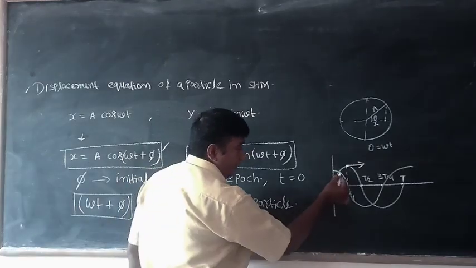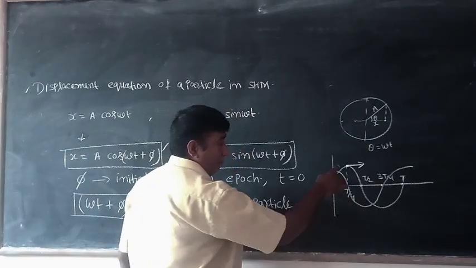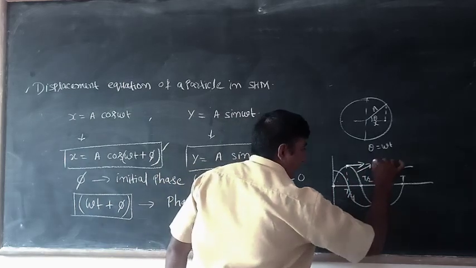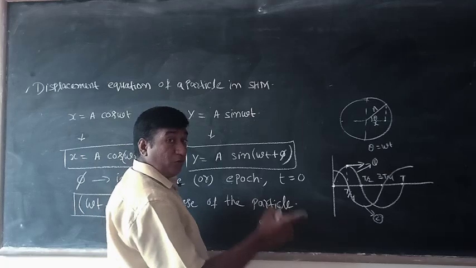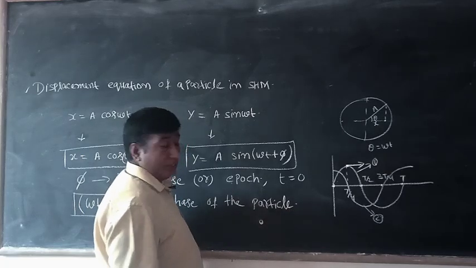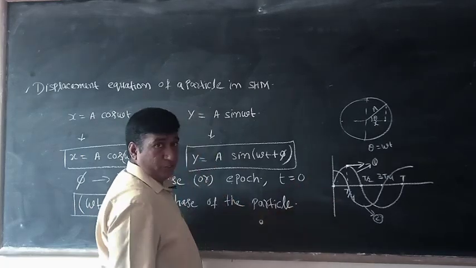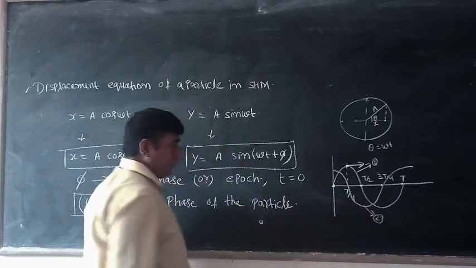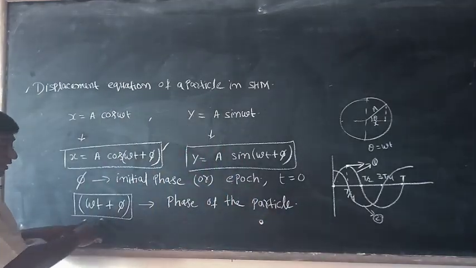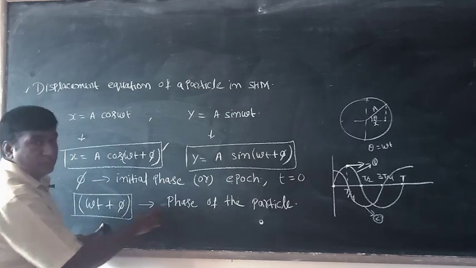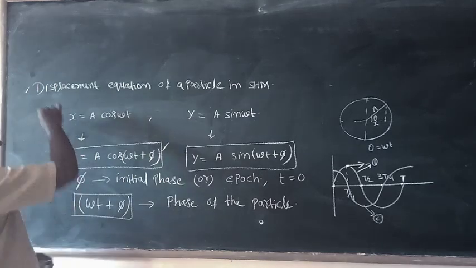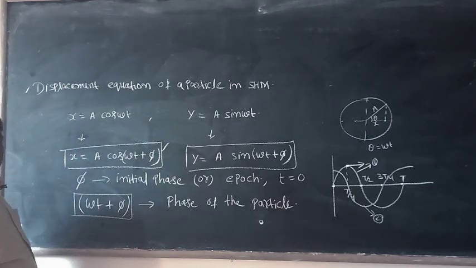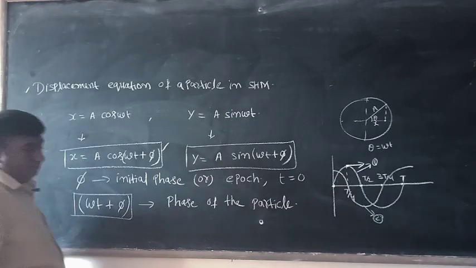So in this case, there will be some phase difference between these two waves. This wave I can take as a1, and this wave as a2. So that we can call the phase difference between the two waves. Now we are not going to discuss that here. Here, omega t plus phi we can call the phase of the particle, which describes the position and direction of motion of the particle. So this is regarding the displacement equation of a particle in SHM.